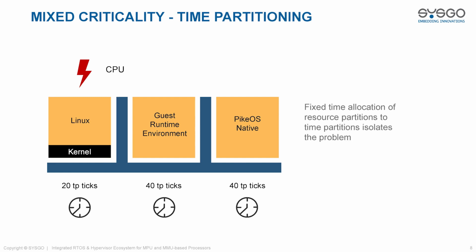Time partitioning is also one of the security mechanisms to support mixed criticality applications. PikeOS ensures time partitioning by employing a real-time scheduler within its microkernel architecture. Each partition is allocated a specific portion of CPU time and priority, which the scheduler enforces. This guarantees that partitions receive their allocated CPU time, preventing one partition from monopolizing resources.